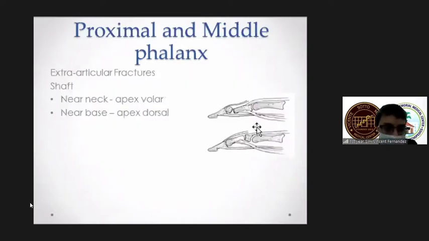For extra-articular fractures of your proximal and middle phalanx, fractures in your shaft, the deforming forces that act on your phalanx, the apex of the bone depends on the location of the fracture. So if it's near the neck, your bone is in a volar apex position. Well, if it's near the base, it's in a dorsal apex position.